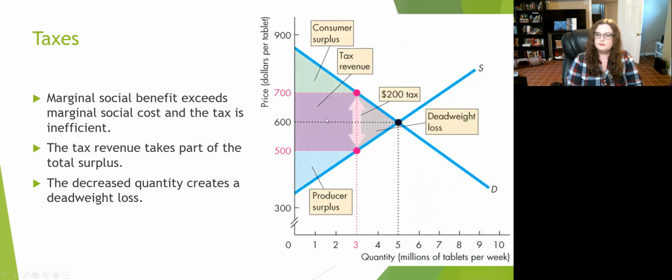Now, we also have those additional 2 points, right? This $200 difference times those 3 million computers, that makes this rectangle right here, which is the tax revenue. That's the money going to government. Then we have our triangle that's created. It's the trades in between the 3 million tablets and the 5 million tablets that are no longer happening in this society. So that's called the deadweight loss. It's the loss in consumer and producer surplus to the system.